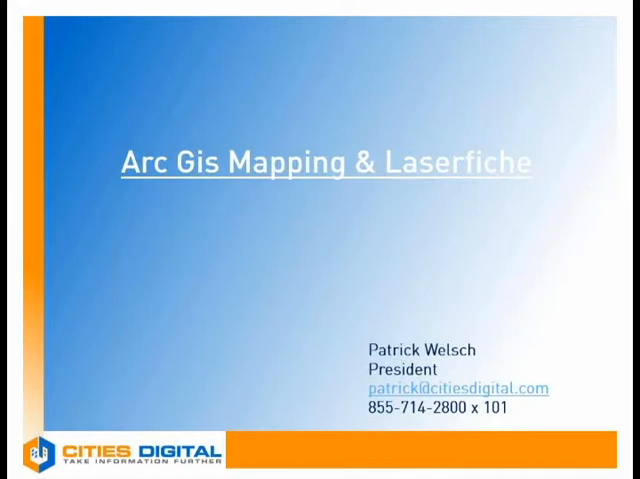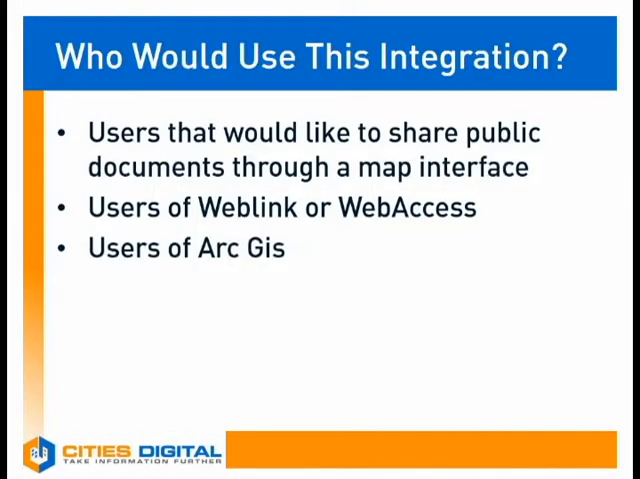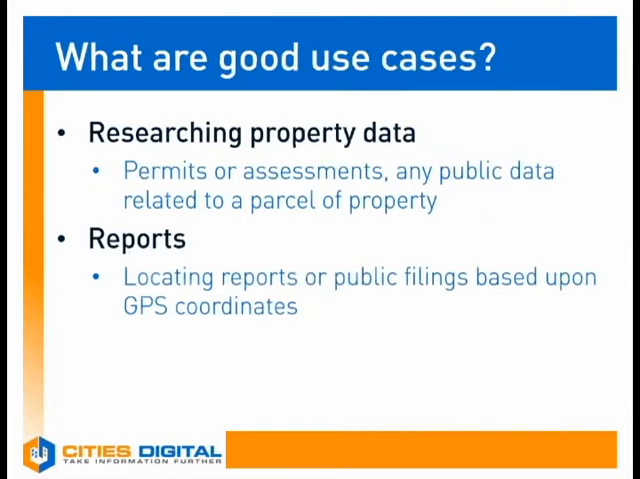So we would be using one of two methods to integrate, and that's Web Link or Web Access. For those of you that know Web Link as Public Portal, that's the same thing. It's being able to deliver documents through the web interface. And of course, you also have to have ArcGIS. So what are good use cases? I kind of touched on these already, but researching property data, so to find permits or assessments or any public-related parcel information, and then reports as well.